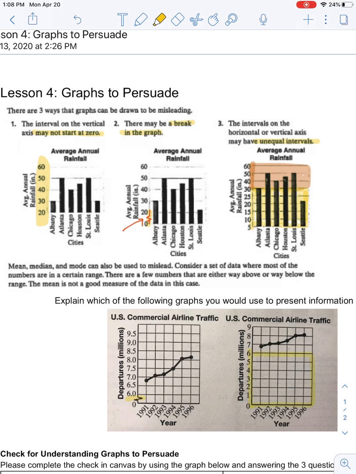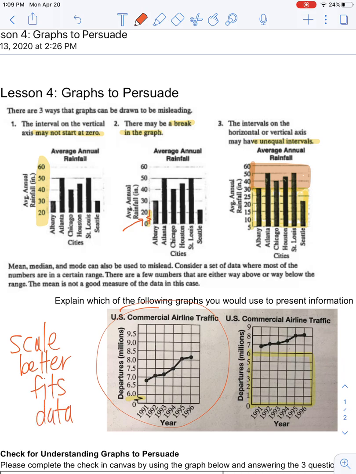So which of these would I use to present the information and why? Well, if I wanted to persuade somebody, I'm going to use this graph right here because that break kind of condenses my information and it allows the scale on the y-axis to better fit the data. And I would use that one on the left to see that the airlines are having tons of planes and it's increasing over every single year. Whereas the one on the right, the data kind of stays flatlined. It doesn't really seem like a lot of departures are on commercial airline flights.